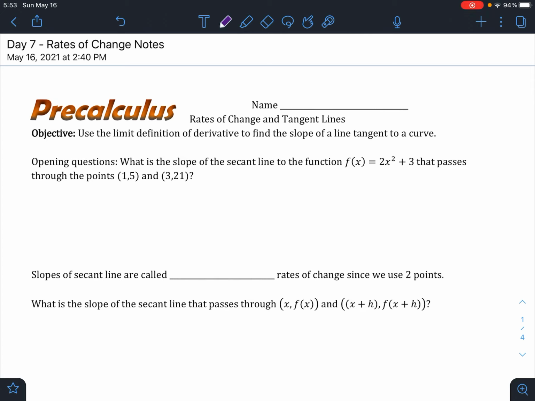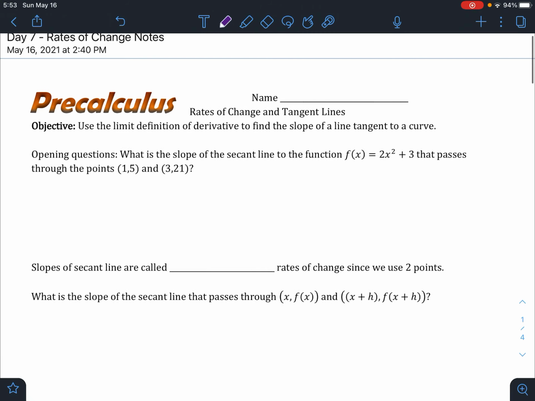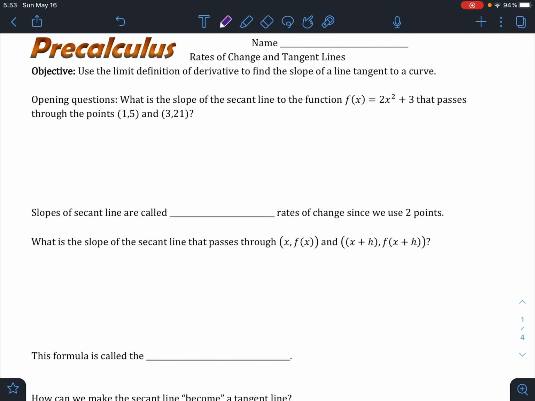Today we're going to talk about rates of change, and then tomorrow we'll talk about tangent lines. Our objective today is to be able to use the limit definition of derivative to find the slope of a line tangent to a curve. If you remember from your geometry days, tangent means it touches the curve at exactly 1 point.